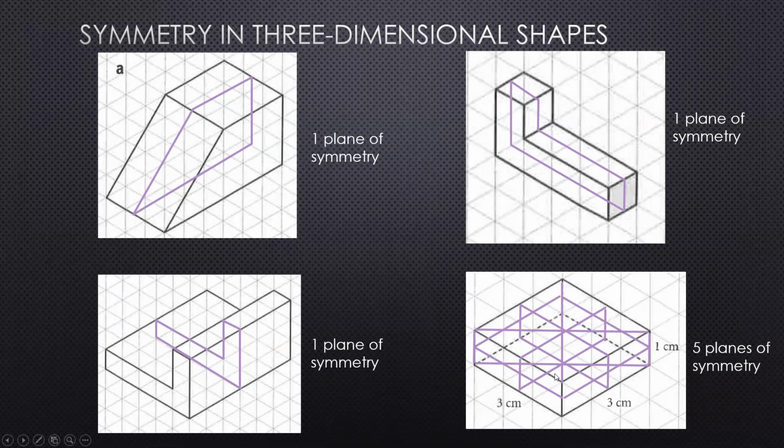So basically the difference is that in 2D we call it a line of symmetry, and in 3D we call it a plane of symmetry. Basically, it's just like a symmetry line.